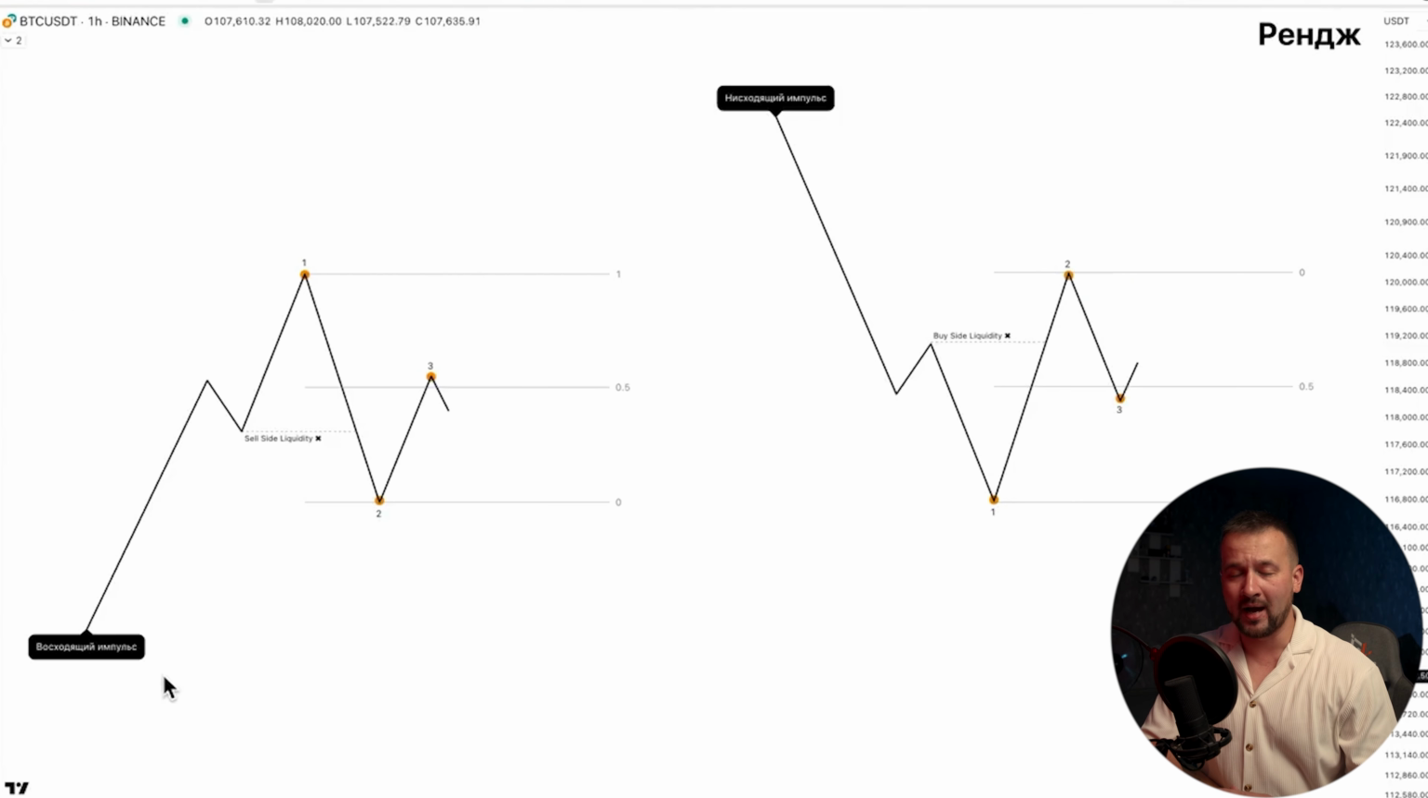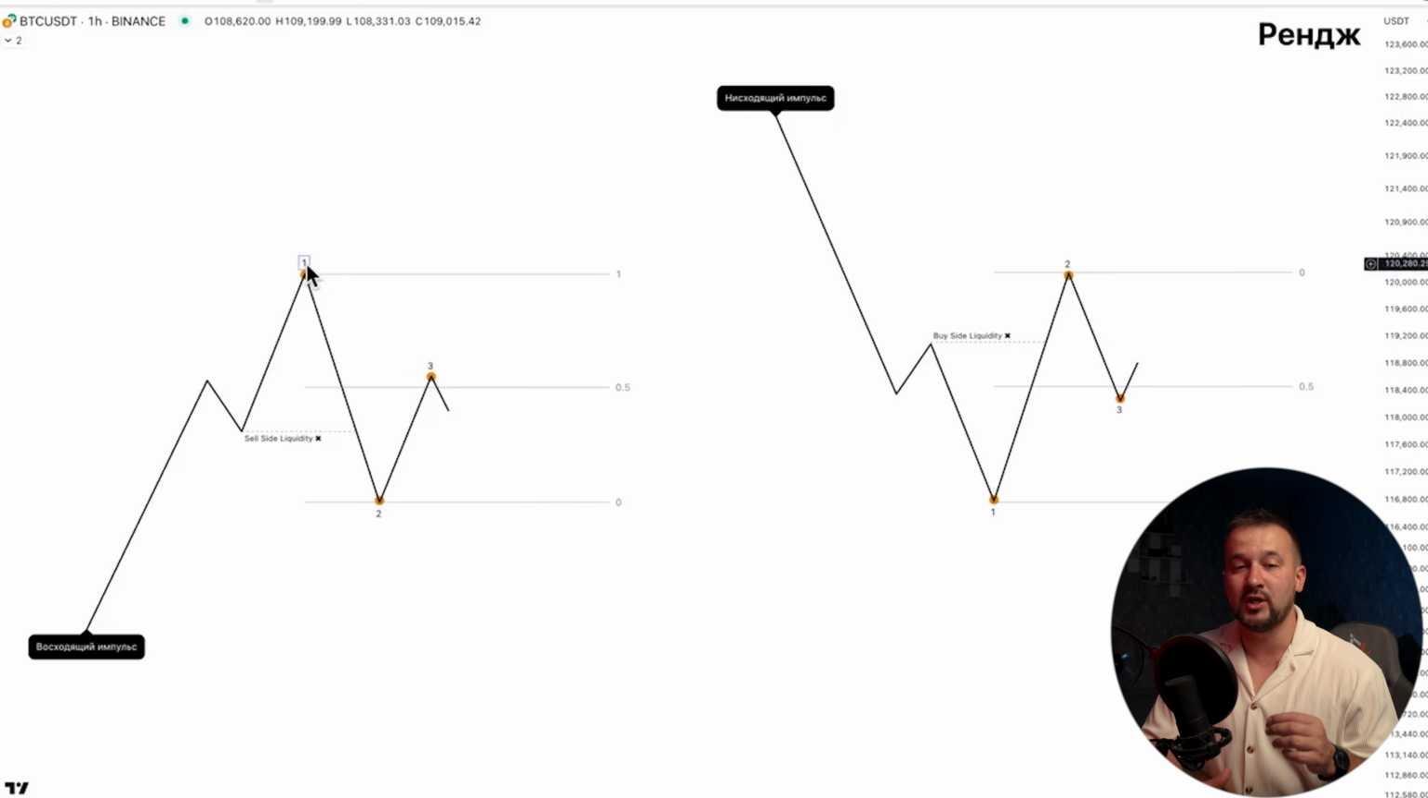Range can be formed after both an upward and a downward impulse. Now we will analyze each option separately. There are 3 stages of range formation. Understanding them, you will be able to determine a range on any market and time frame.